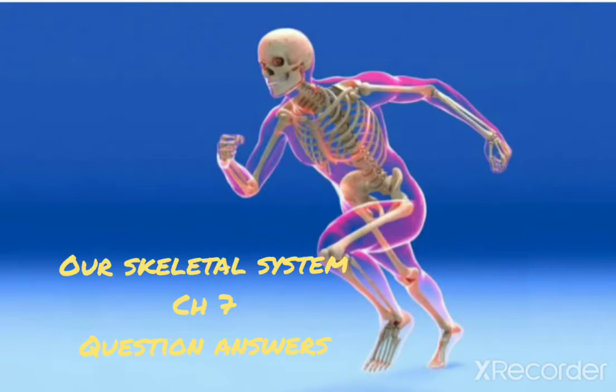In our last online session, we have completed the first two textbook exercises of chapter number 7, our skeletal system. Today we are going to continue with the textbook exercise. Then we will look at some new words of this chapter and then we will write answers to the questions given in your textbook. So let's get started with question number 3, textbook exercise on page number 95 of your textbook.